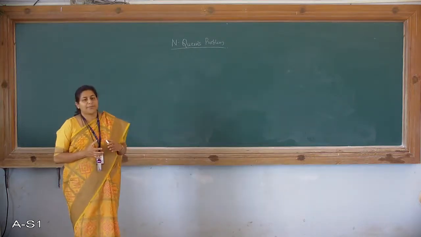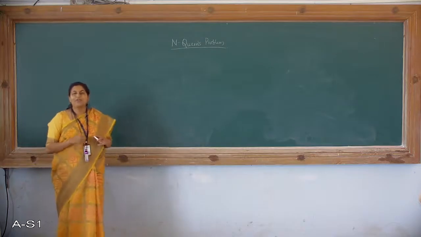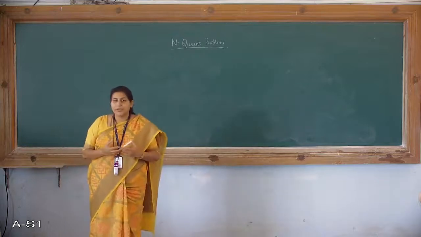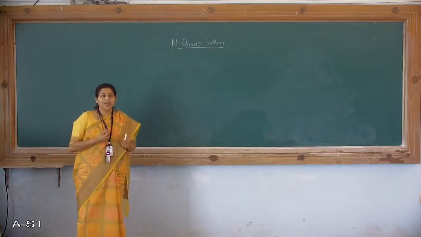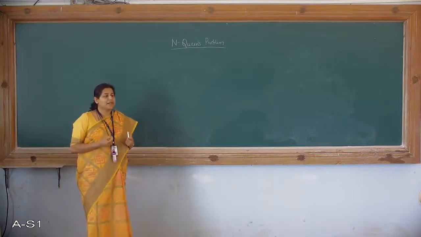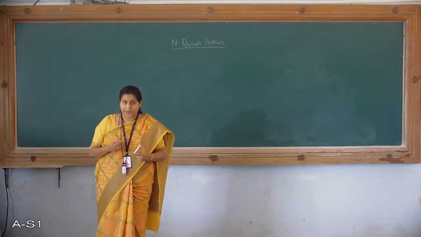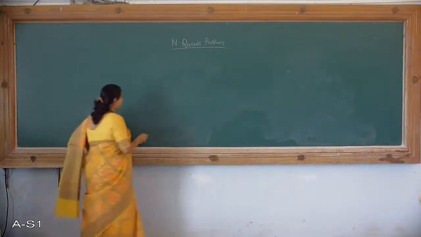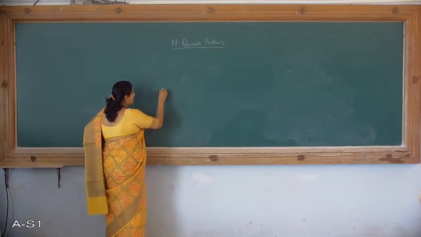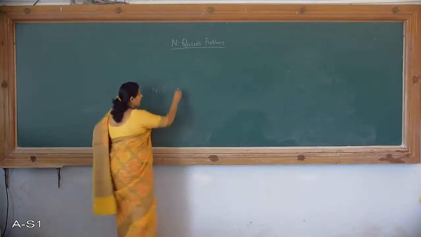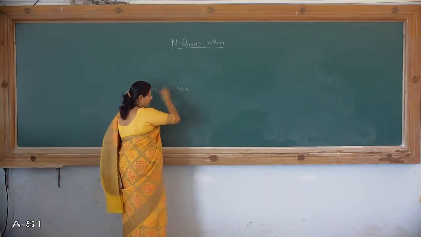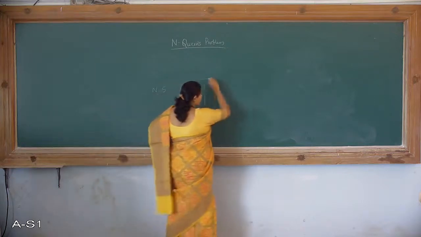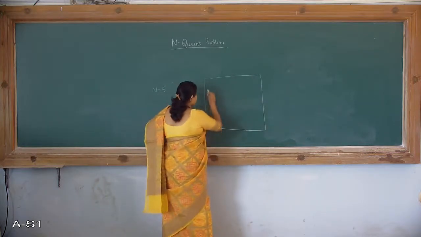In the N Queens problem, we take the value of n. n may be 0, n may be 1, n may be 2, whatever n is, we take an n cross n matrix, or an n cross n chessboard, and we have to place the queens. For example, if I take n's value to be 5, then I will have an n cross n matrix, that is 5 cross 5.